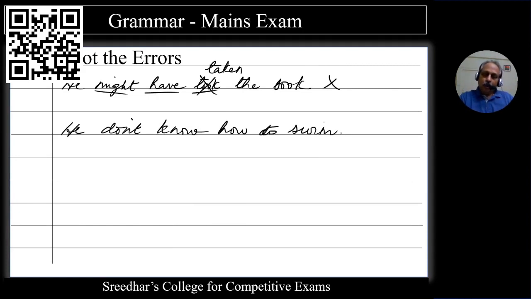He don't know how to swim. A common error. The sentence is wrong. Why is it wrong? It is in present tense, negative form. And in present tense, there are two rules. One rule: if the subject is third person singular, we should add s or es to the verb.